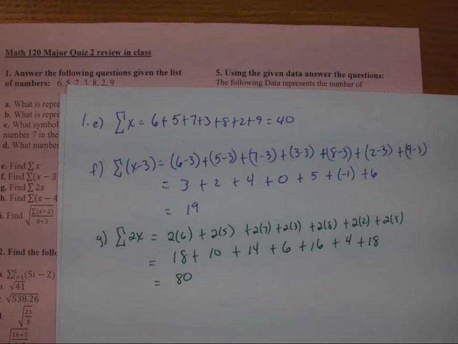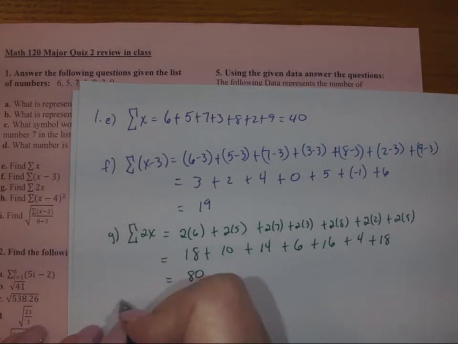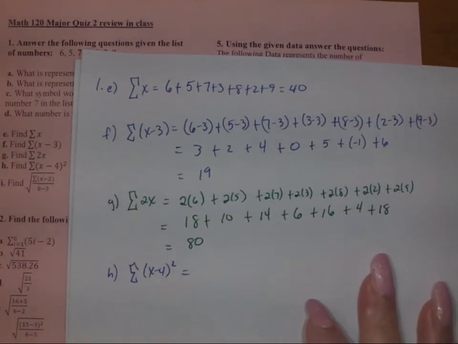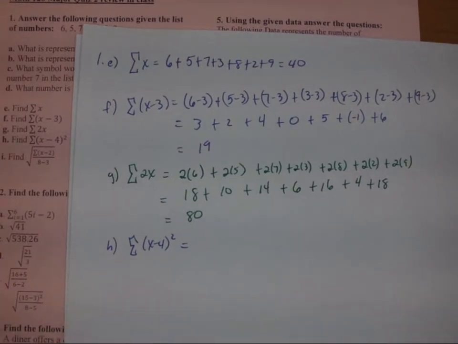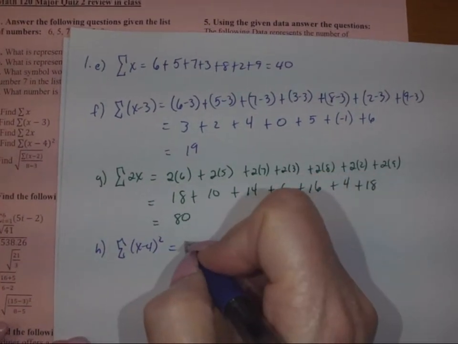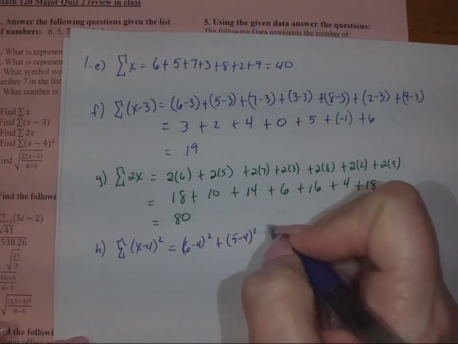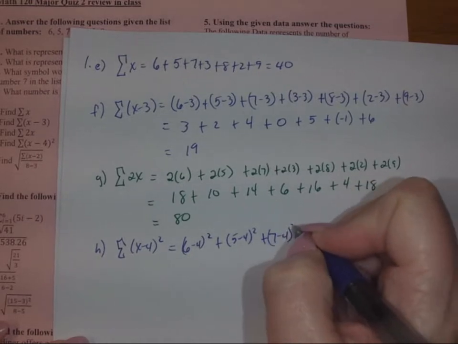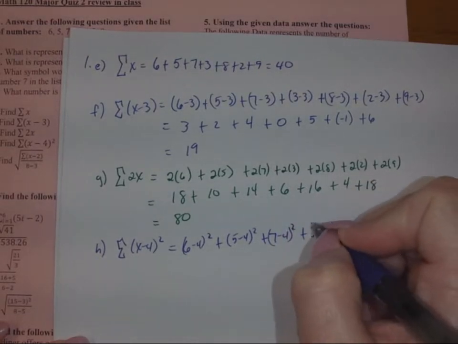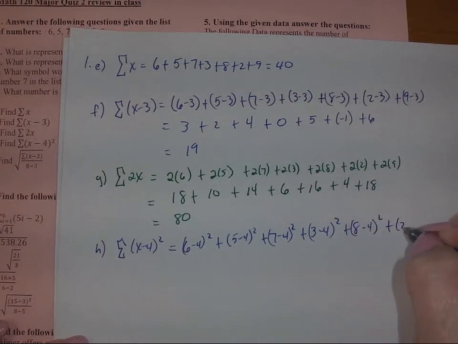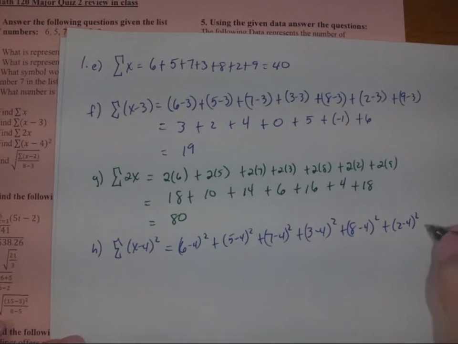Our next one is the summation of x minus 4 quantity squared. So what we're going to do is still plug in all of our same values and we're going to subtract 4 and then we're going to square it. So we're going to have 6 minus 4 squared plus 5 minus 4 squared plus 7 minus 4 squared plus 3 minus 4 squared plus 8 minus 4 squared plus 2 minus 4 squared plus 9 minus 4 squared.